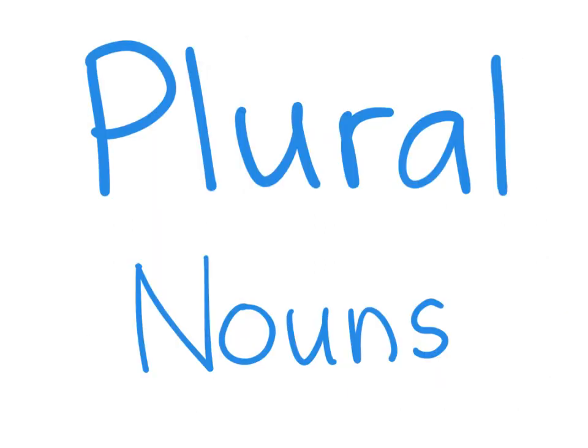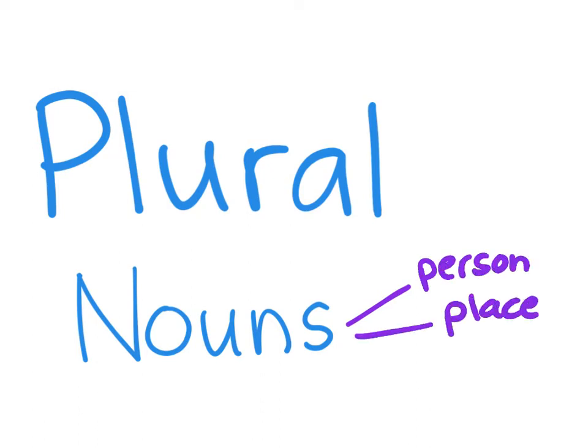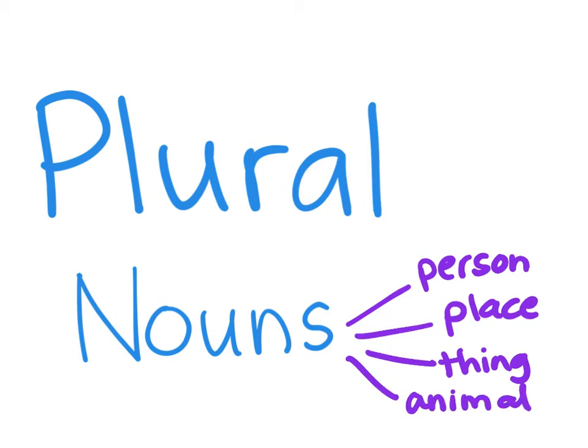So this week we are focusing on plural nouns. Remember, a noun is a person, place, thing, or animal. And plural means there's more than one. So if we have just one of something, that's called a singular noun. But when we have more than one, that is plural.